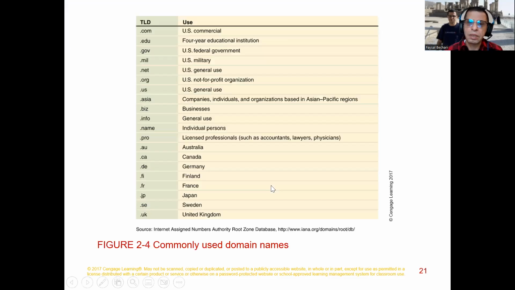And this is some example here. .com is for commercial, US commercial, .edu for education institution, .gov for government. Let's take a look at this for a moment to understand how the dot is working there. Anyway, this is how it's recognizing the domain name.